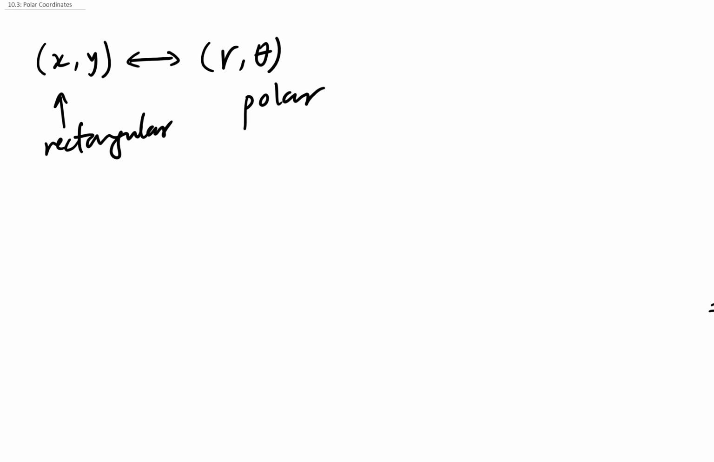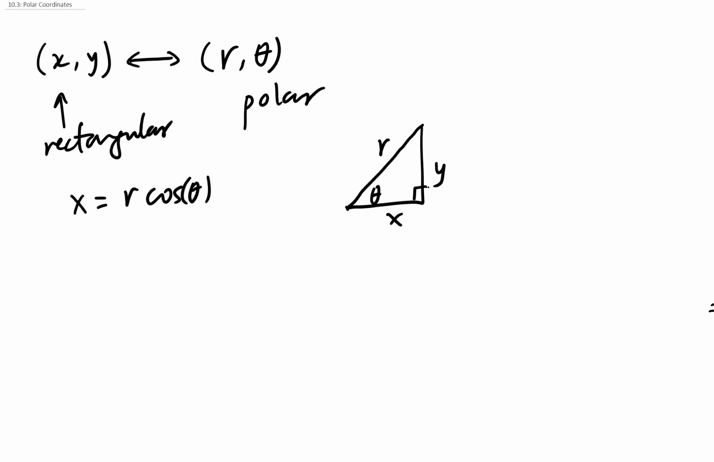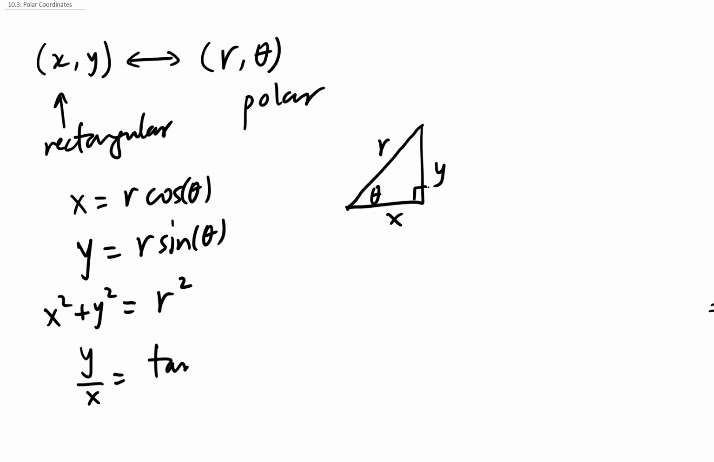Well, we know that x equals r cosine theta. So if you draw a right triangle with x and y and r and theta, x is r cosine theta, y is r sine theta, and we have x squared plus y squared equals r squared. Also, y over x is tan theta. So these are the relations between the polar and rectangular coordinates.